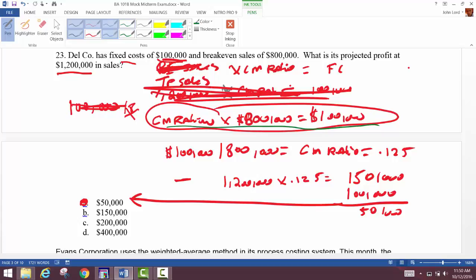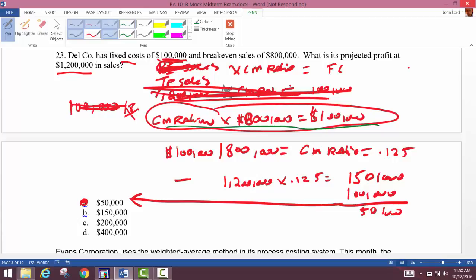Now I just take whatever they told me. They're asking what the profit is if I generate sales of 1.2 million. If I generate sales of 1.2 million, that's going to give me $150,000. 100,000 goes towards fixed costs, and 50,000 is left for profit, isn't it?